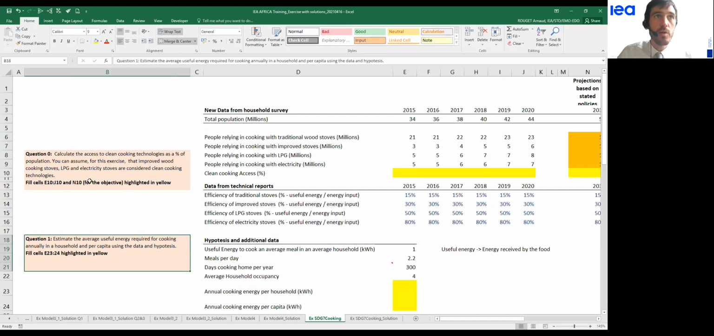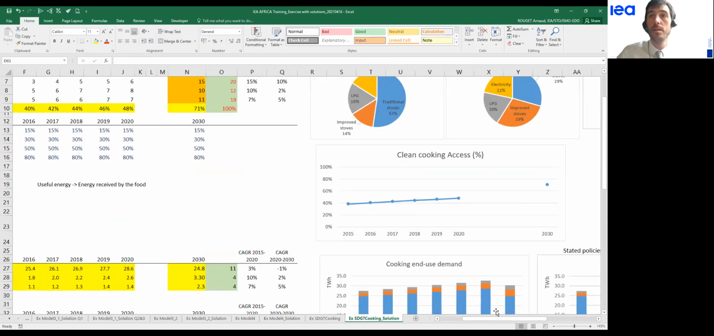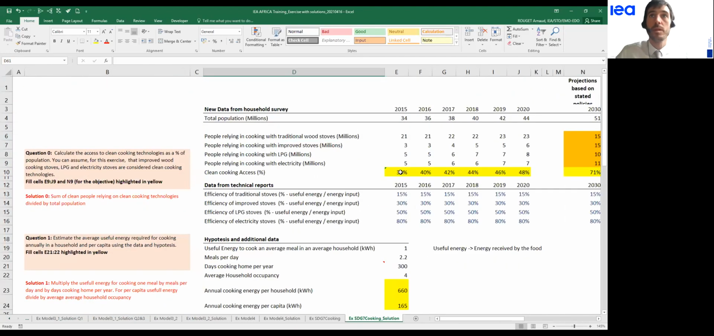That was question 0. Sorry, I can show you the answer. So the share is, again, all those not relying on traditional cook stoves. So it rises from 38 to 48% under our numbers.